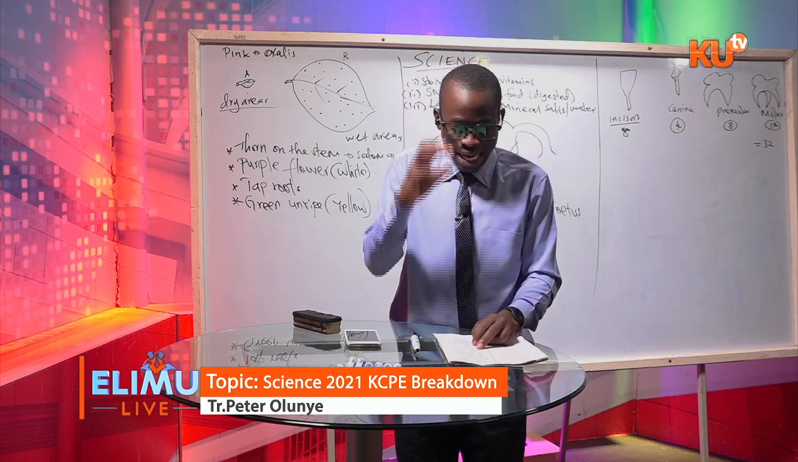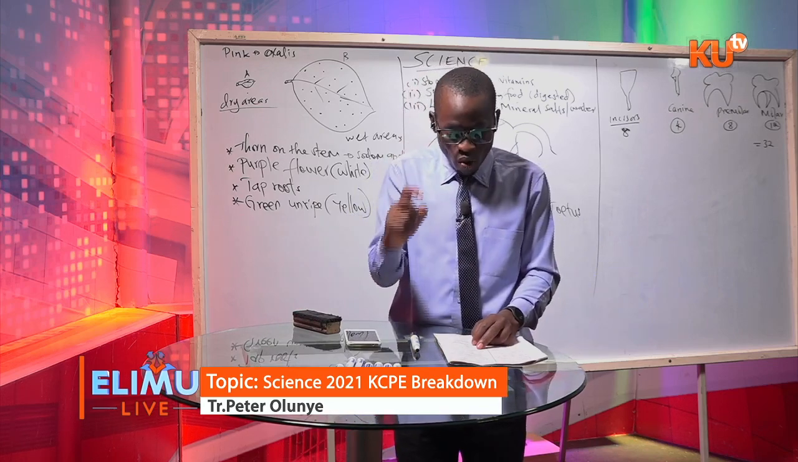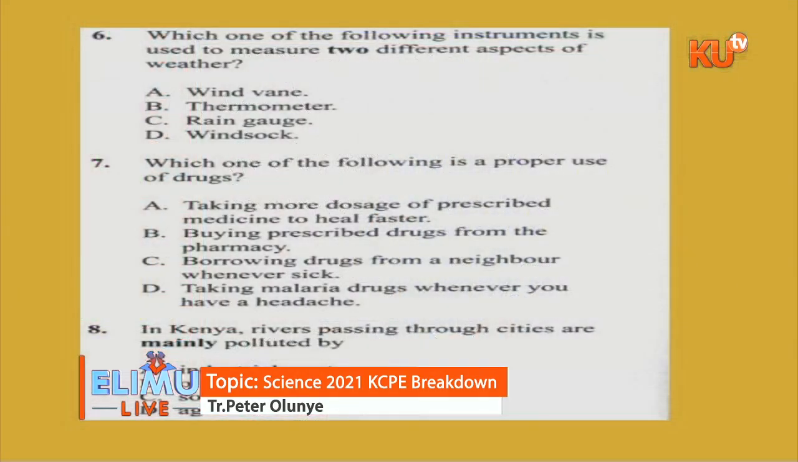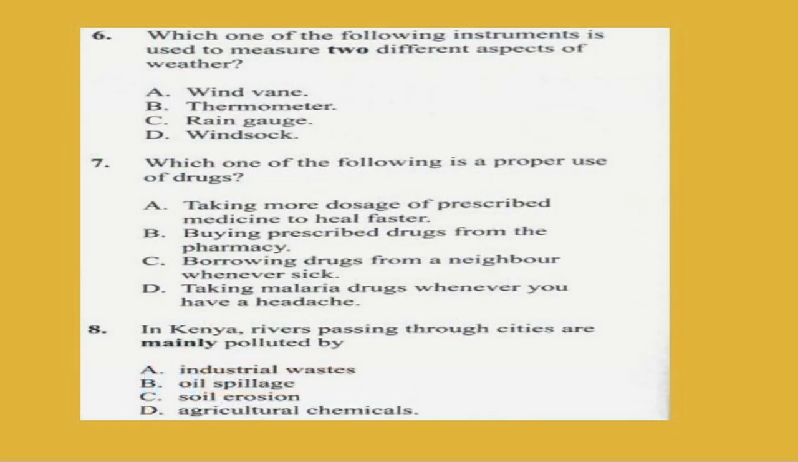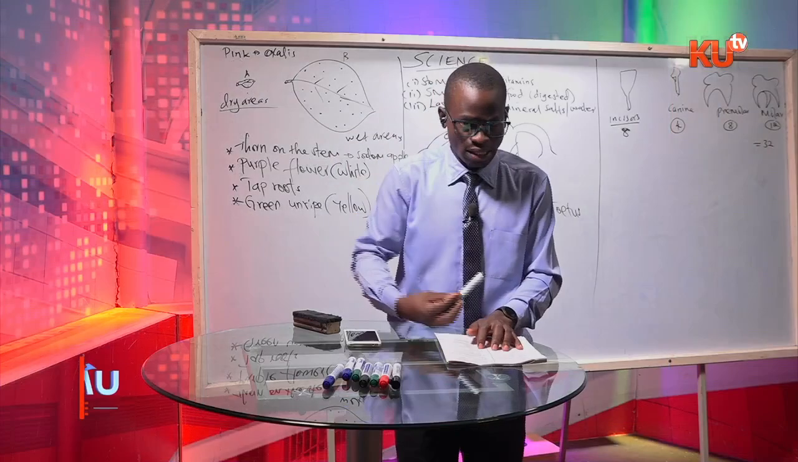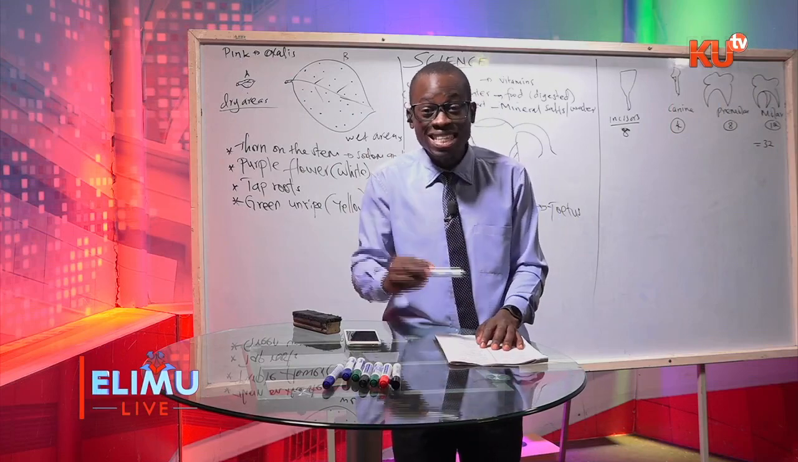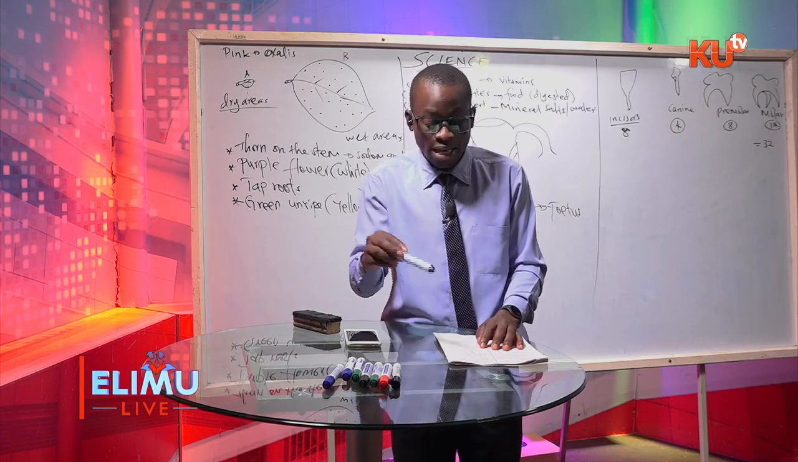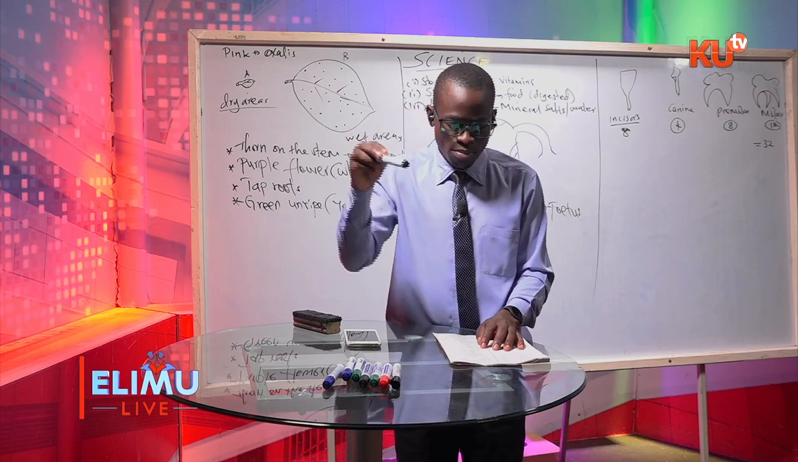So boys and girls, here in question number 8, the correct answer was industrial waste, because we have industrial gases mainly in the urban areas, in the cities, and these ones pollute the environment, and eventually they will pollute the water bodies or the water sources. So the correct answer, boys and girls, here in question number 8 was industrial waste.